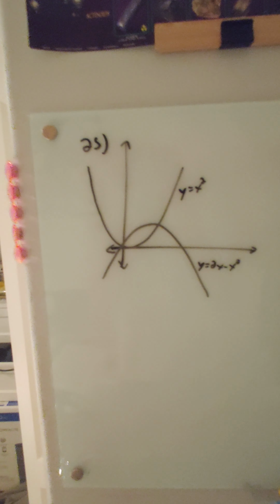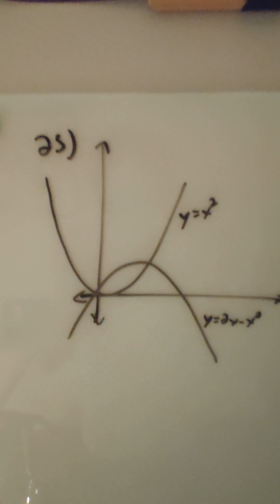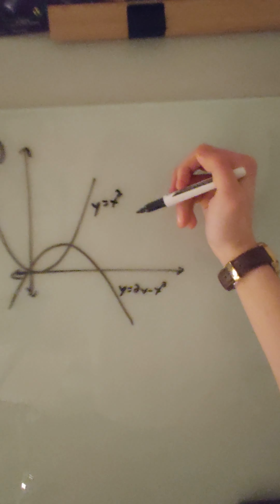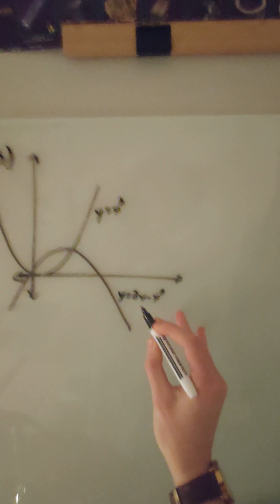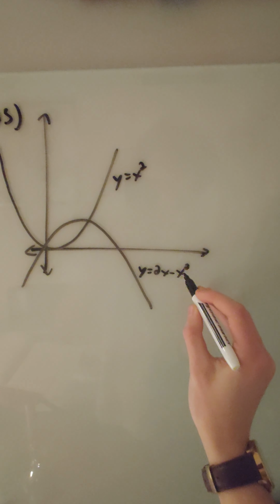Okay. All right, this is question 23. Know that 3 looks like a 5, but whatever. So we are given two functions. We are given the function y is equal to x squared, and we are given the function y is equal to 2x minus x squared.